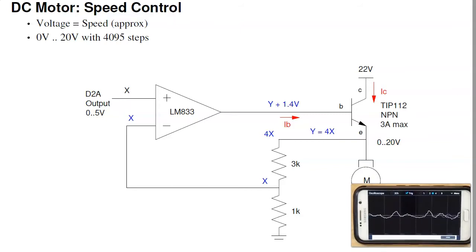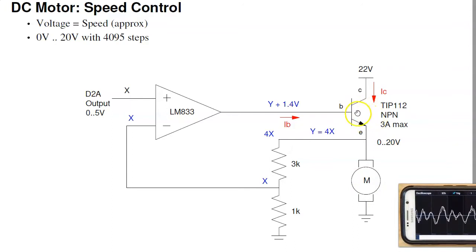Another use of a D2A converter, I can do things like control the speed of a motor. Now rather than being binary on-off, I could have analog voltages. That's what this does. The D2A converter outputs 0 to 5 volts. What this is going to do is for an op amp, V plus equals V minus, so this is also 0 to 5 volts. This is a voltage divider. X is 1/4 of the output, so this has to be 4 times X. So as X goes between 0 to 5 volts, the emitter goes between 0 and 20 volts. The 0 to 20 volts goes across the motor.